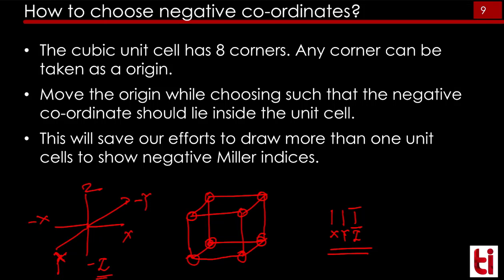So we cannot take this as the origin, because if we take this as the origin, negative z will go outside. So we can take this as the origin. If we take this as the origin, this is x, this is y, and this is z. So negative z will now be inside the unit cell. Now we can show this direction inside the unit cell. This is very, very important. I want you to try a few examples before moving further.